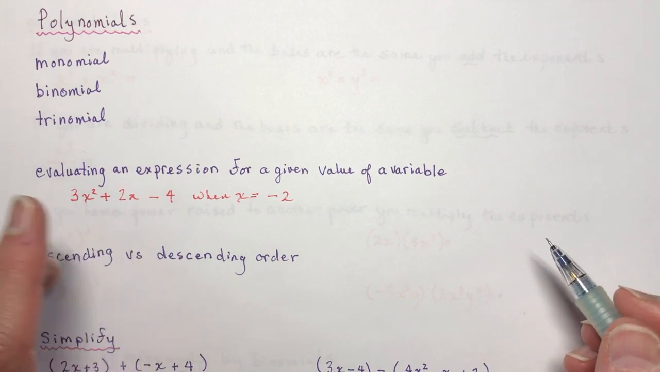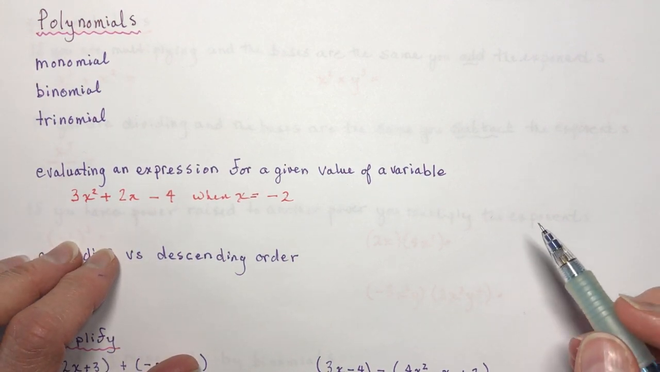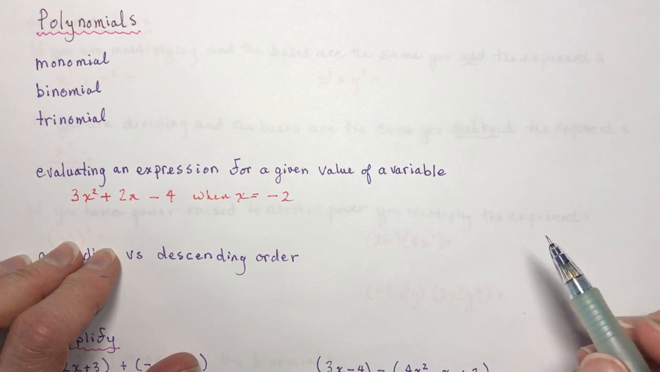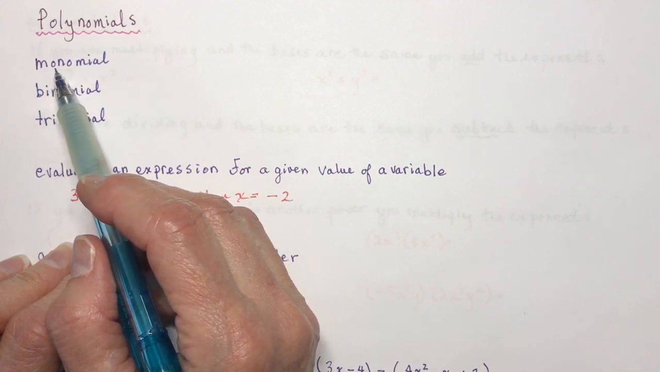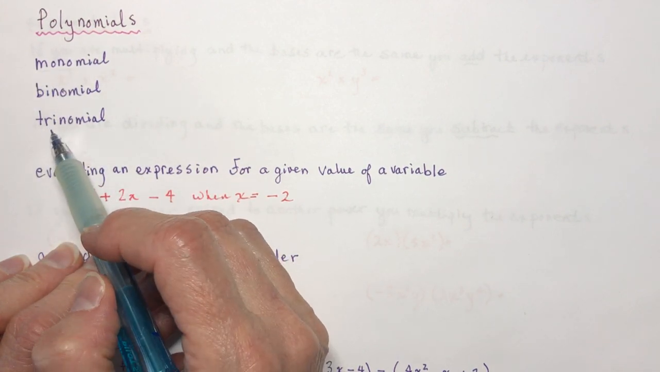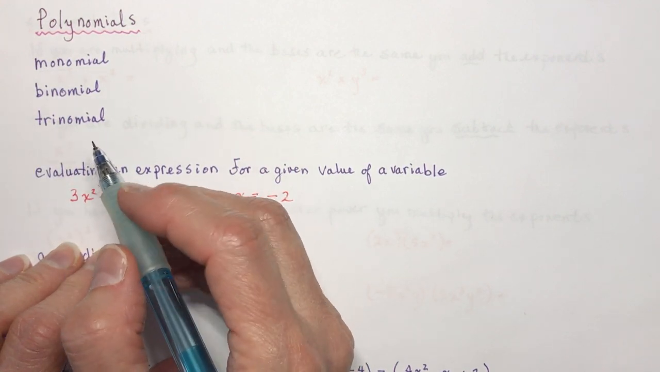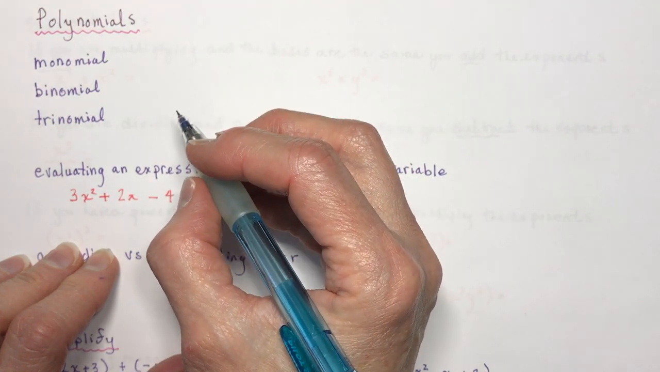So the first thing you need to understand is, what is a polynomial? What is a monomial, a binomial, a trinomial? I'm sure you understand the prefix in these words: mono, like a monocycle, a bicycle, a tricycle, one, two, three, right? So it's the same thing with polynomials. When I say a monomial, I'm talking about one term.